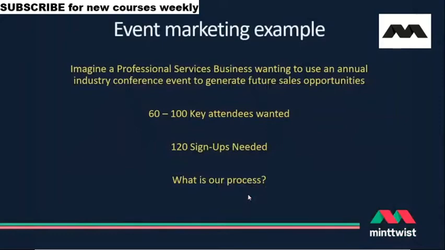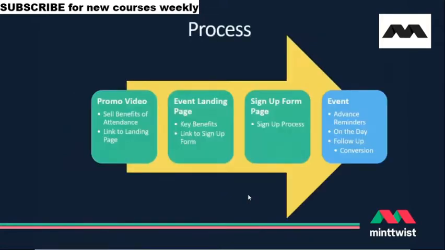Okay, a measurement example. Let's imagine we're a company that uses events to generate leads for our sales team. Let's imagine we've got an industry event and we want between 60 and 100 key attendees to join that event. We need 120 signups. So what's our process? Well, let's imagine that what we decided to do in order to make this work is to use a promotional video to sell the benefits of the event. We decided we want to use an event landing page to capture the inquiry, and then we've got obviously a sign up form, and we've got some post-event marketing.